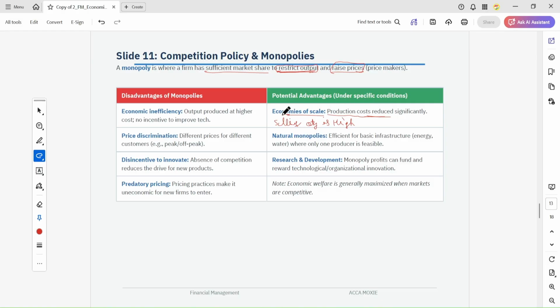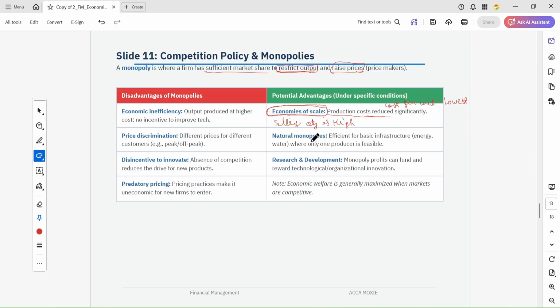So it means that when you produce in high amount, you are in the economies of scale situation, which means your cost per unit will be lowest. Your cost per unit in the market will be lowest. Okay.